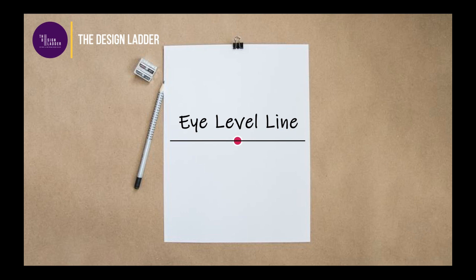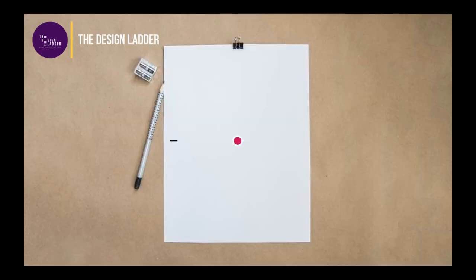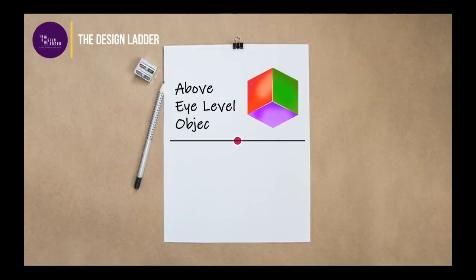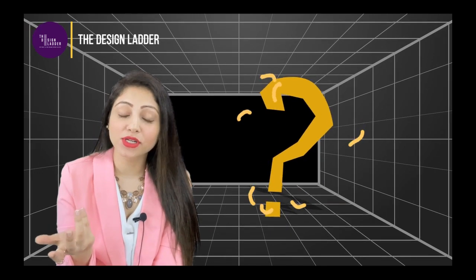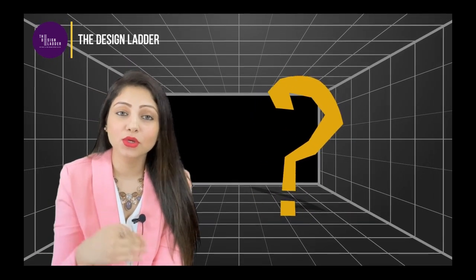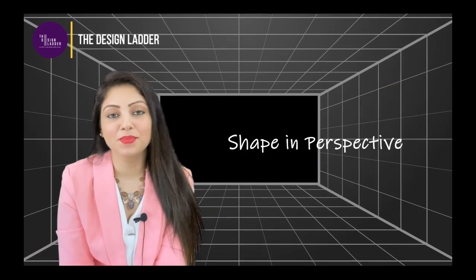But why do we need this imaginary line? Because this guides us regarding the placement of the objects. So any object above this horizon line will be termed as above the eye level. Anything below this line would be termed as a below the eye level object. Why is it important to know whether the object is above or below the eye level? Because this will define its final shape in the perspective.